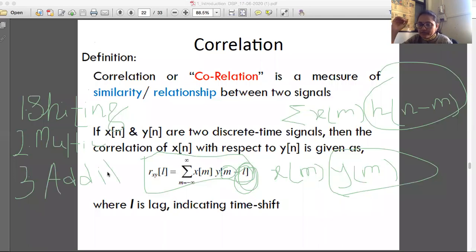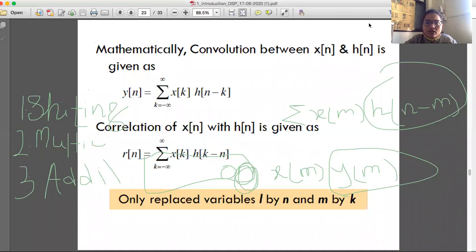Therefore, they are different, and their applications are different. The first operation that we have seen is the convolution. The second operation that we have seen is the correlation. In case of correlation, only 3 steps are there: shifting, multiplication, and addition. These are the 3 steps that we will perform in the correlation operation. We'll see the property and then we'll go for actual computations.